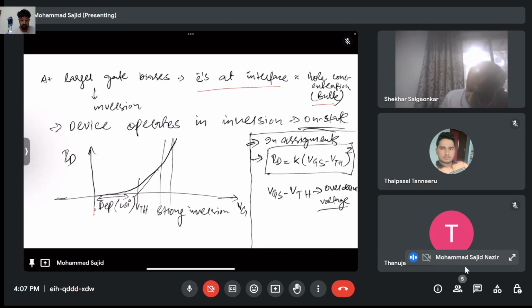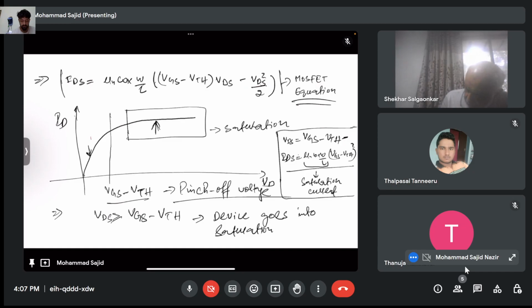In this region, this is not used. The device is mostly used in the saturation region. You must remember that in all the questions we did in the second part of the course, the device was always in saturation. In the triode region, the device is operated as a switch. That is another application. Saturation is usually for power amplifiers or amplifiers.